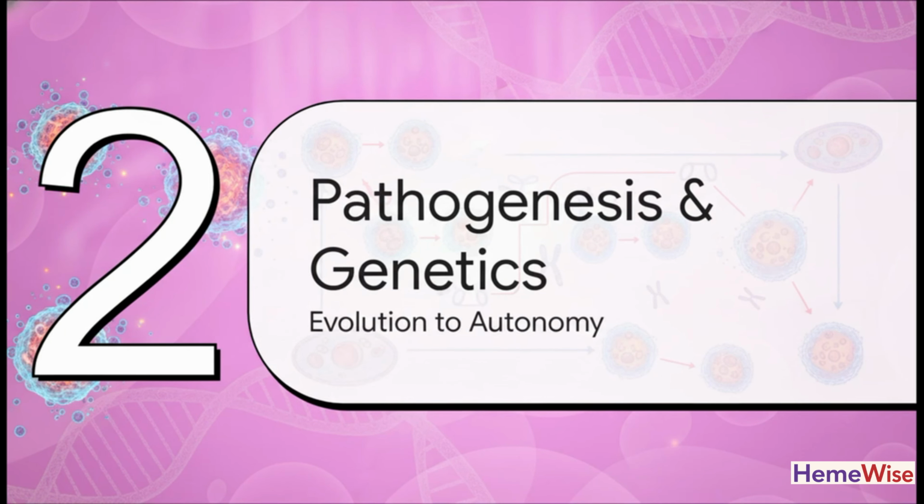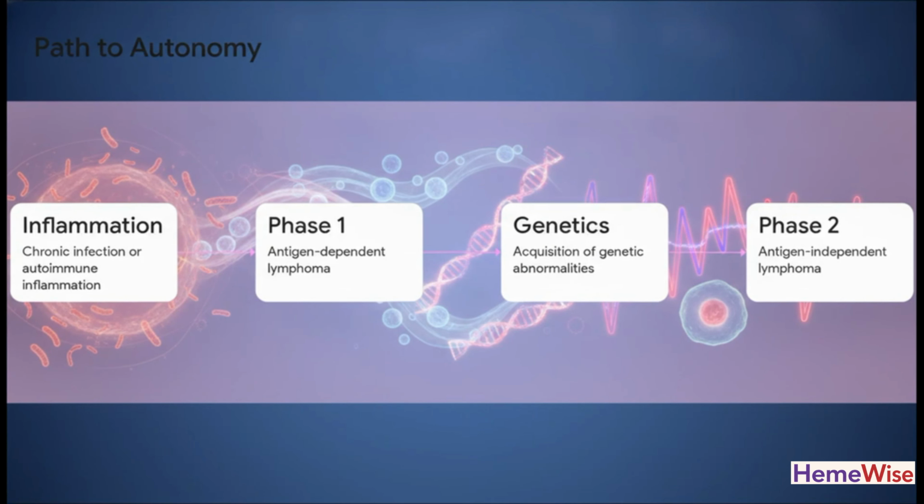Moving on to Section 2, pathogenesis and genetics, or how this disease evolves to autonomy. Understanding the lymphoma's stepwise evolution reveals what we call its path to autonomy. In Phase 1, the antigen-dependent phase, the lymphoma clone is totally reliant on persistent T-cell help, cytokines, and microenvironmental stimulation. At this stage, if you remove the antigen, say by eradicating that H. pylori we just talked about, the lymphoma often actually regresses. But if the disease is allowed to progress into Phase 2, the cells acquire genetic abnormalities that lock their survival pathways into an always-on state. Suddenly, the lymphoma becomes antigen-independent.